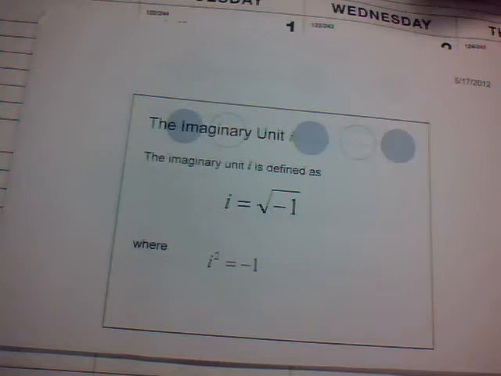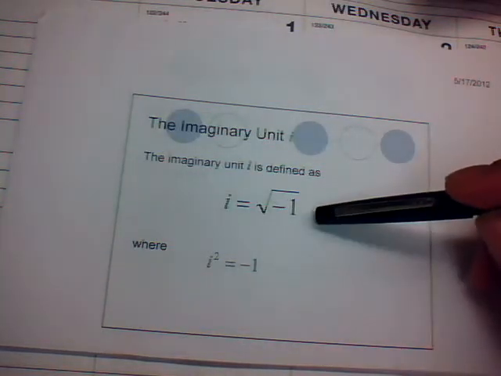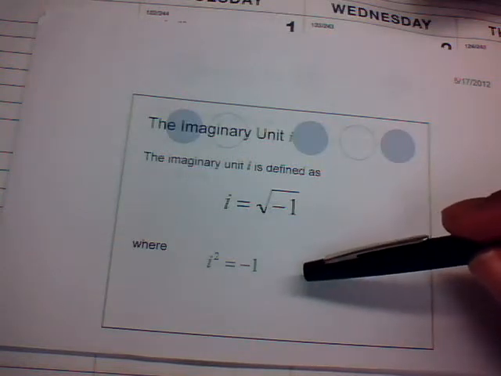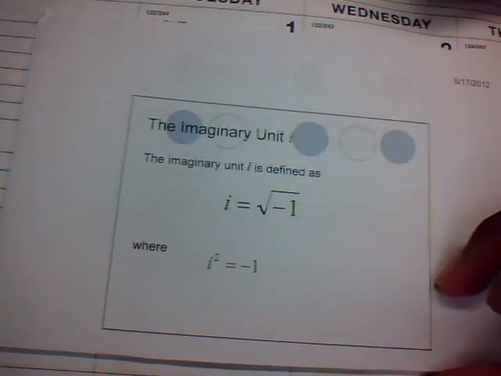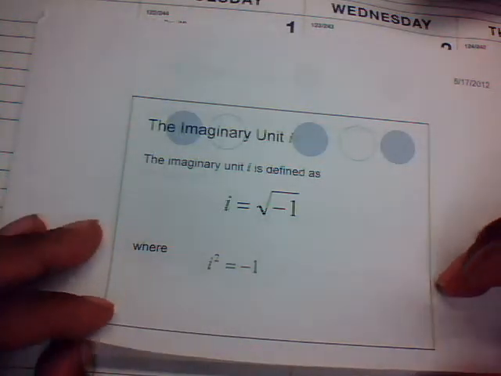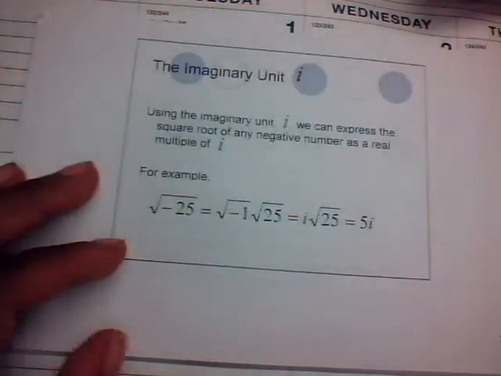We'll first define what the imaginary unit is. An imaginary unit, which is called i, is defined as the following: i is equal to the square root of negative 1, where i squared is equal to negative 1. So i will be the square root of negative 1, and that means the square root of negative 1 would be i. That's what we call the imaginary unit.